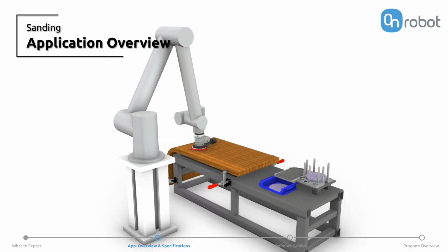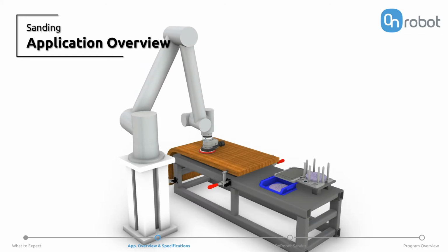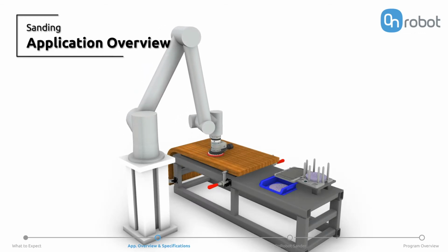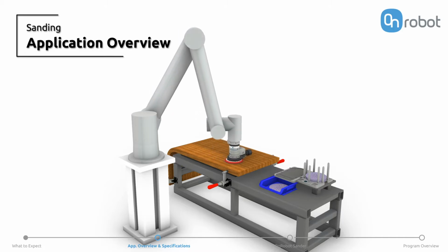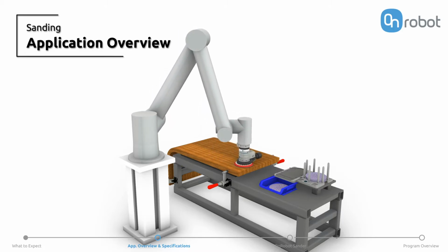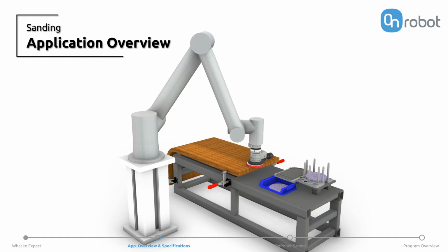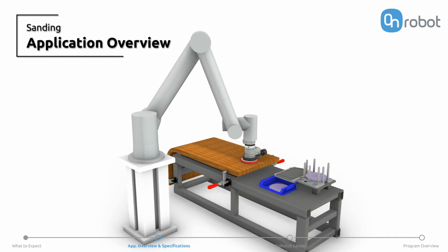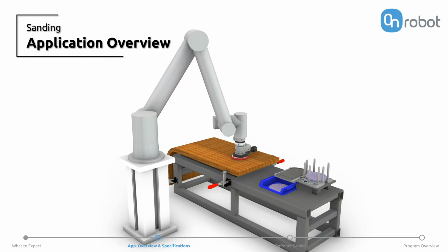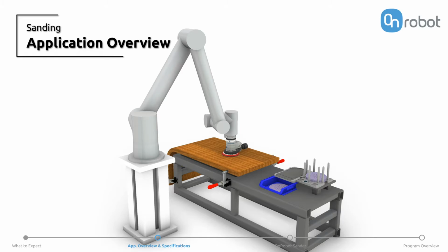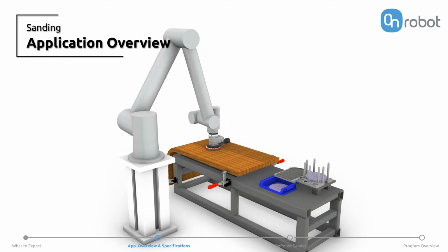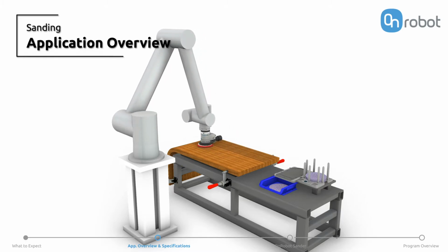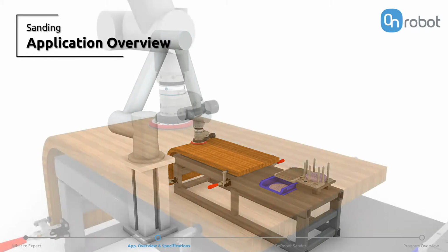In this video, we will take a closer look at what is important to consider to successfully deploy a robotic sanding application. Robots are ideal for sanding operations as they provide great consistency and precision. When paired with the right hardware and software tools, the robot's trajectory, speed, and force can be precisely controlled to increase the overall quality of the process and obtain repeatable results.